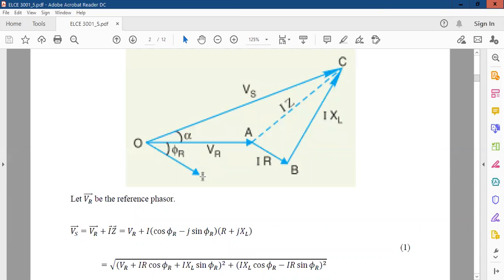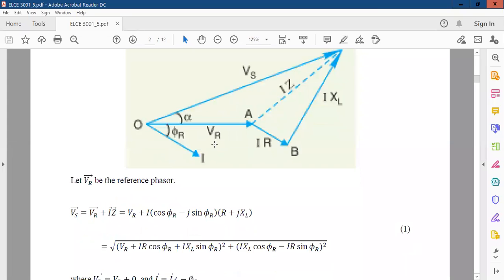And the current I is lagging, the angle between current and the voltage is theta. Okay, current is lagging the voltage. So from here, if we want to calculate this Vs, sending end voltage, as a phasor, we say Vs equals this VR plus this component, which is Iz. Z is the impedance.